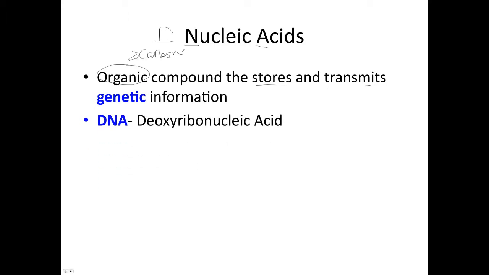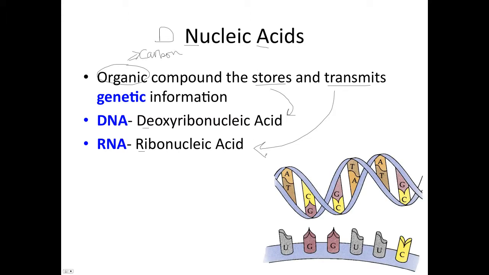There are two types of nucleic acids: DNA, which stands for deoxyribonucleic acid, and RNA, which stands for ribonucleic acid. DNA is responsible for storing genetic information, and RNA is responsible for transmitting genetic information. We're going to look at some differences later on, but quickly, DNA is double-stranded, D for double, and RNA is single-stranded.